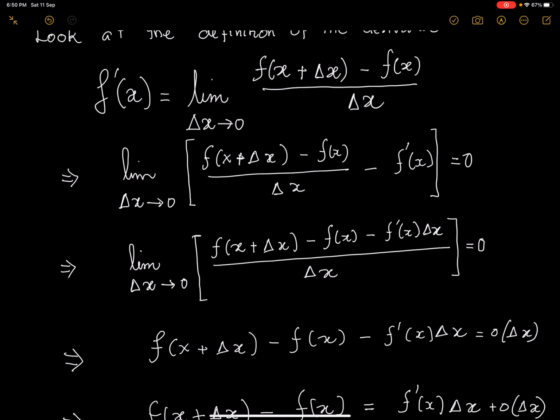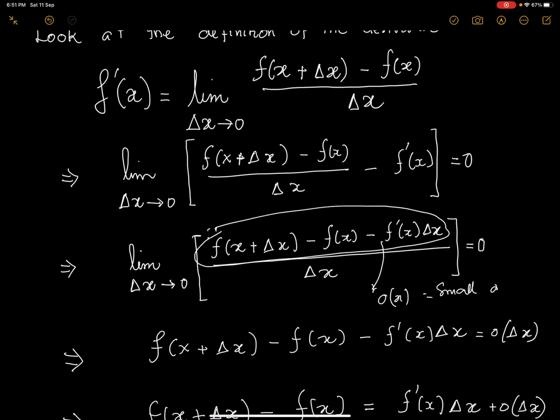So such a quantity in the numerator, which when divided by delta x and then the limit as delta x tends to 0 is taken, gives me 0, is called an o of delta x quantity, small o.